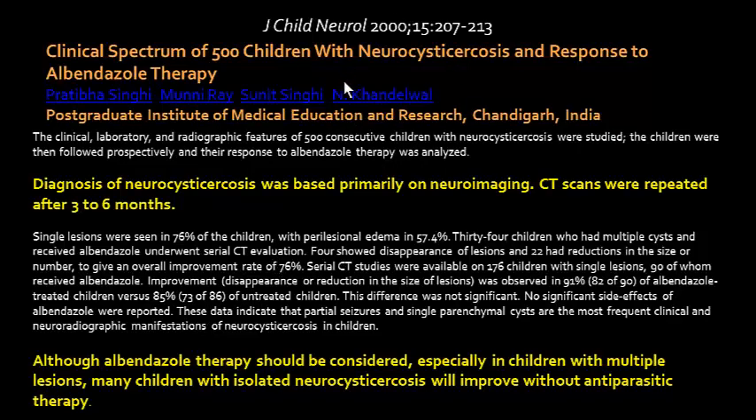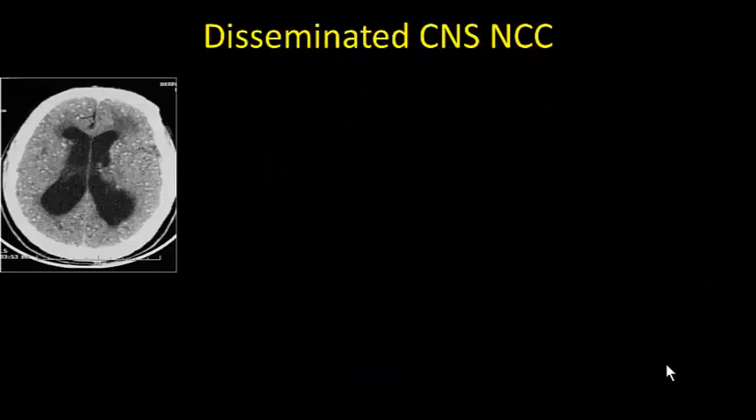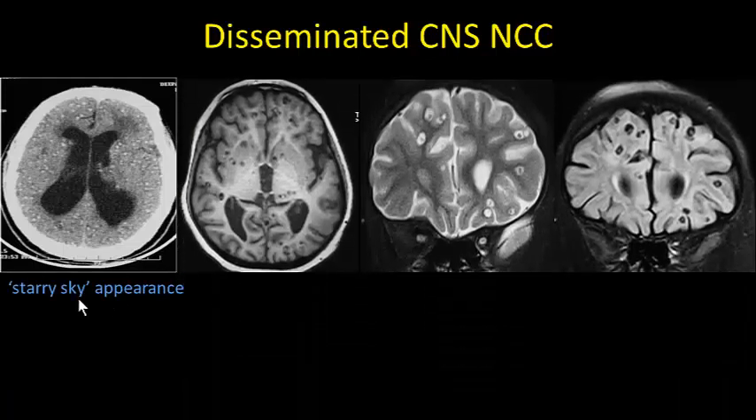One of the larger studies has shown that these patients may not need an antihelminthic all the time. Though it is indicated that they should get it with a single lesion or multiple lesions, many children with isolated neurocysticercosis will improve without anti-parasitic therapy. Disseminated neurocysticercosis is typically seen as a starry sky appearance, which can be seen either on CT or MR.